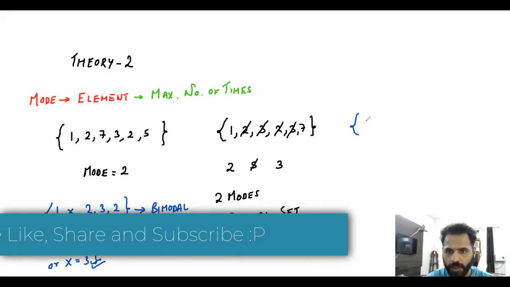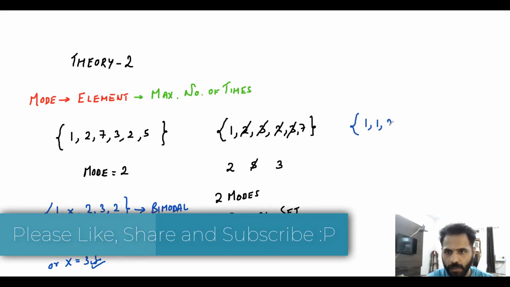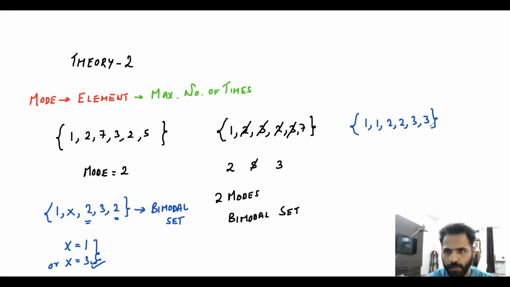Now, if you understood this concept, have a look at this one as well. If I have a set like this, 1, 1, 2, 2, 3, 3. Now, what is the mode? Mode is 1, 2, and 3? No, there is no mode in this scenario. For a mode to occur, one element should occur more than the others. Now, 1 also occurs 2 times, 2 also occurs 2 times, and 3 also occurs 2 times. Nobody is occurring more than anything.